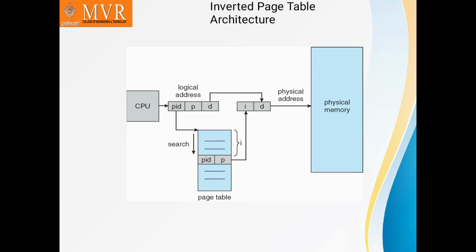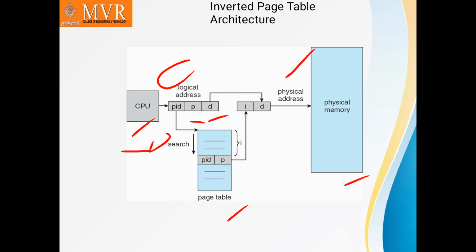See this? This is the page table. This is the inverted page table. In this inverted page table, it has the CPU, the page table and physical memory. So see here, there is a logical address and a physical address. The CPU will send the PID, which means page ID, identification, and the page number, and D for offset.